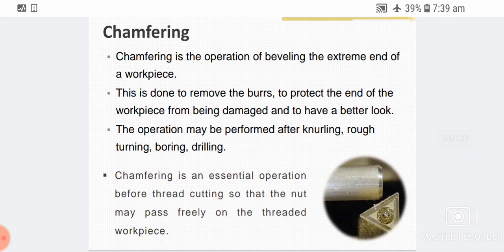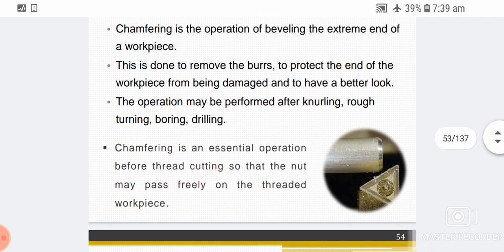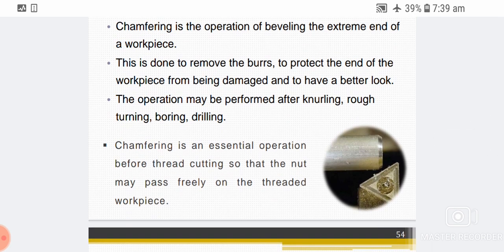Okay. Another one, chamfering. Chamfering is the operation of beveling the extreme end of a workpiece. This is done to remove the burr, to protect the end of the workpiece from being damaged and to have a better look. The operation may be performed after knurling, rough turning, boring, drilling. Chamfering is an essential operation before thread cutting so that the nut may pass freely on the threaded workpiece.